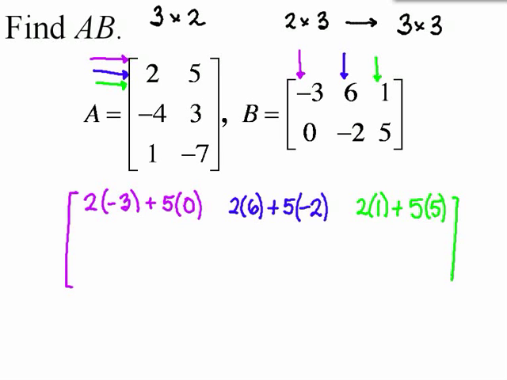Remember, our whole goal was to have a 3 by 3 matrix when we are done. I've got 3 terms here. Now I'm going to repeat the same thing with row 2 and row 3, and that'll be all of my missing terms. The next one I'm going to go to is row 2, and I'm going to start with column 1. So I'm going to take -4 times -3 plus 3 times 0.